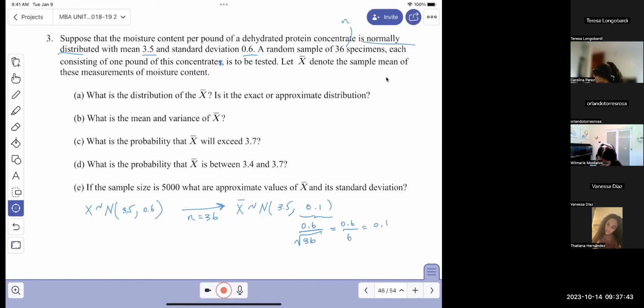Let's see what we can answer. For A, what is the distribution of X bar? Did I already write it? Yeah, it's normal. It's right here. So you can express this whole thing as the answer. X bar is normal, and this is true and it is exact.